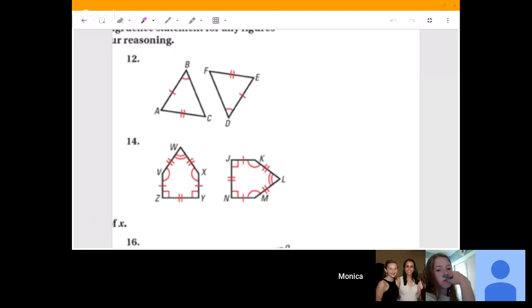It gives us nothing else to go off of to prove that those are congruent. So for number 12, we don't have enough information. They cannot be proved congruent. Okay. Does that one make sense?